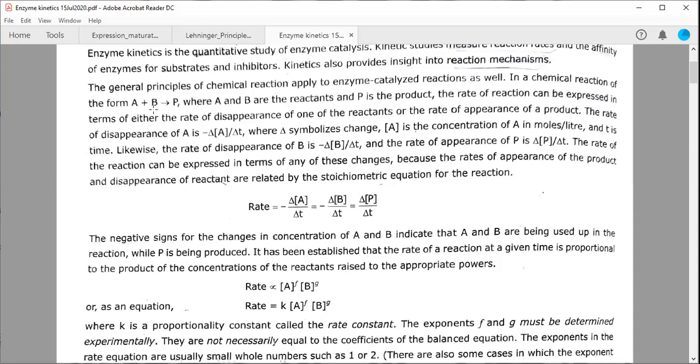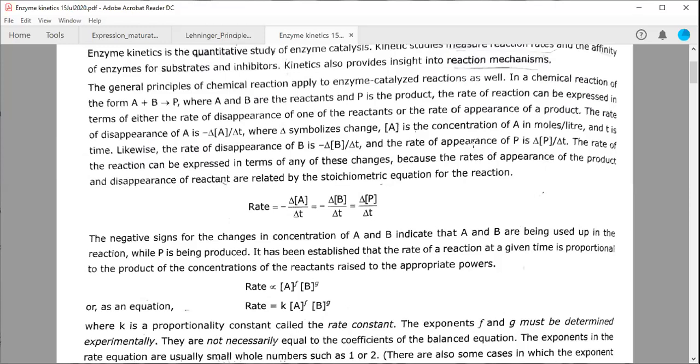Because B is also a substrate, it will disappear with time. So there is a minus sign, a small change in concentration of B divided by del T, because this is a small change in time. With time, there is a change in concentration of B and it will decrease, so there is a negative sign.